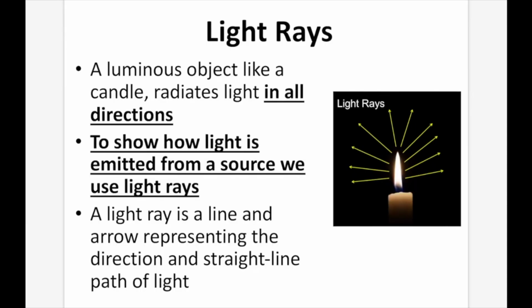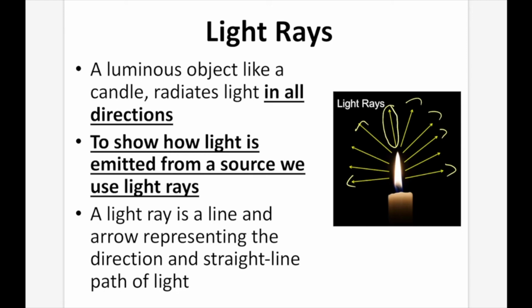Light rays. A luminous object like a candle radiates light in all directions. You can see that from this diagram here on the right-hand side. You can see how our light rays are going in every direction: right, left, top, bottom, etc. To show how light rays emit from a source, we use the light rays that we have right here. So those are light rays that we draw to show light emitting from a source.